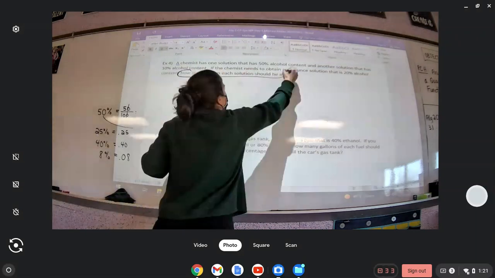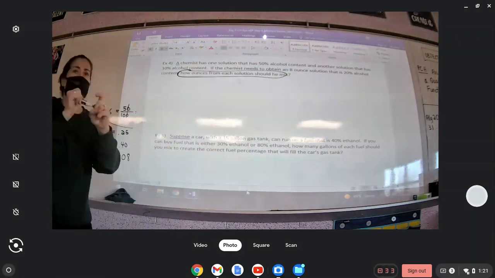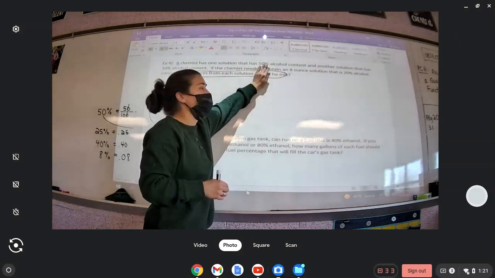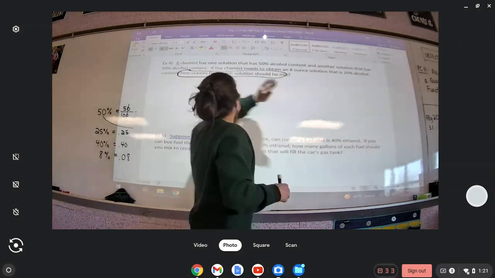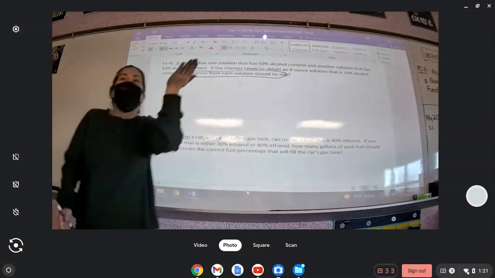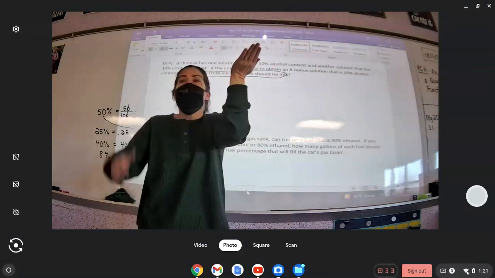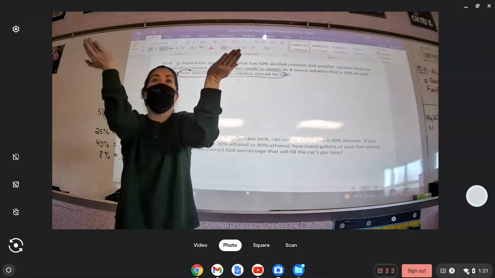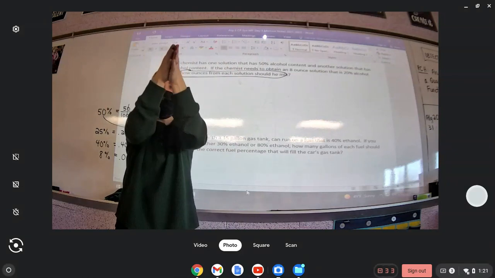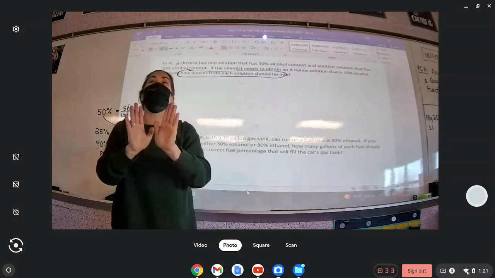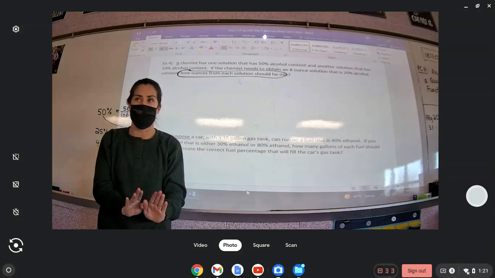Exactly. Well, guys, he's mixing 2 solutions. One of them has what percent alcohol content? And the other one has 10%. So think about that. He's taking one solution that has 50% alcohol content. He's mixing it with another one that has 10% alcohol content to make one solution that is 8 ounces big and is 20% alcohol content.